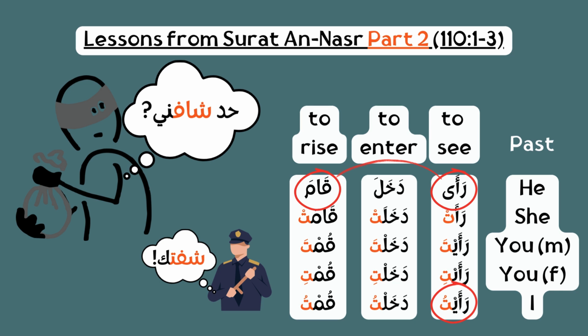What they usually use, especially in the Levantine region, is yeshuf, shaf. Shaf means he saw. So if you want to say, like the thief pictured here, he's stolen something and he said, had shafni, okay, did anybody see me? So instead of saying had ra'ani, he said had shafni, which means did anybody see me? And the policeman said shuftak. Instead of saying ra'aituka, he said shuftak.